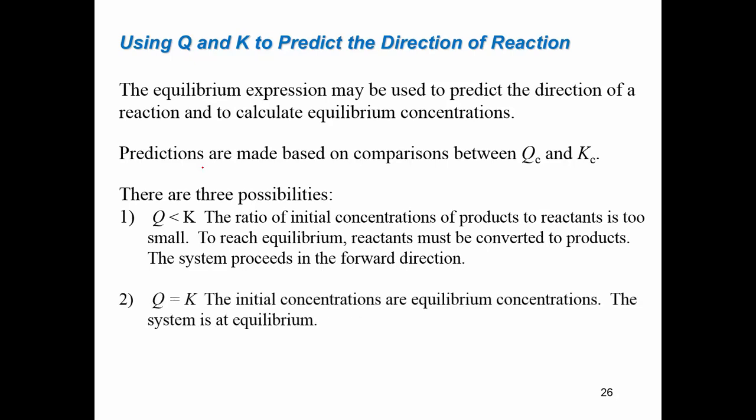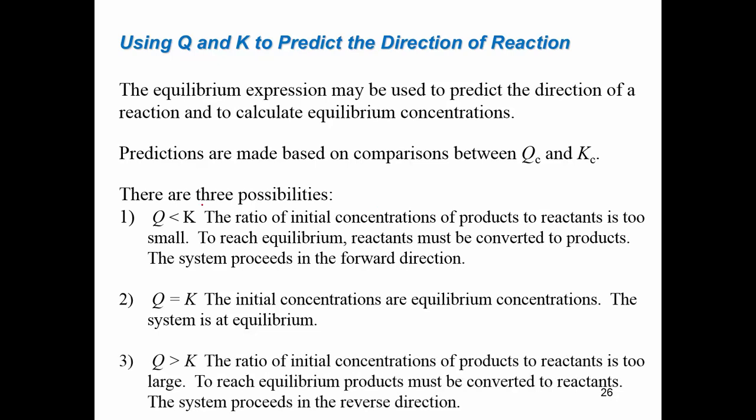If Q is equal to K, then that means the initial concentrations are the equilibrium concentrations. So we are at equilibrium if Q is equal to K. If Q is greater than K, though, the ratio of initial concentrations of products to reactants is too large. So the reaction is going to proceed towards making more reactants in order to bring that Q back to K. Q equaling K is equilibrium. So we want to bring Q back to K.